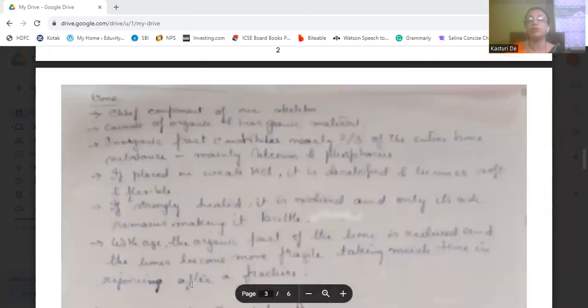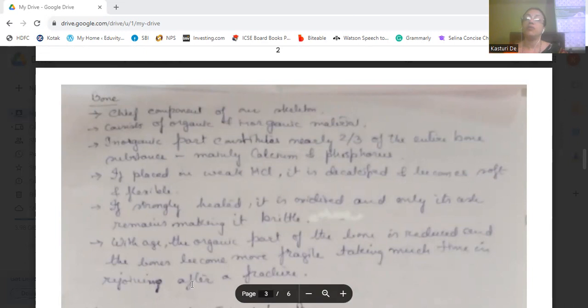Next we are coming to bones. Now, what is bone? It is the chief component of our skeleton. It consists of organic and inorganic material. The inorganic part constitutes nearly two-thirds of the entire bone substance, and is mainly calcium and phosphorus.